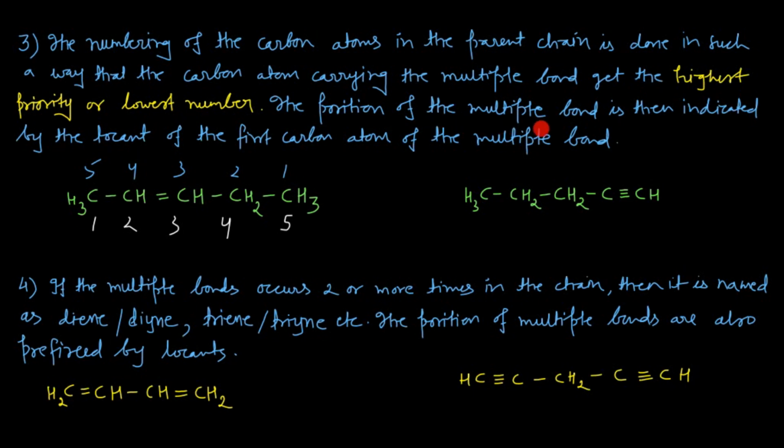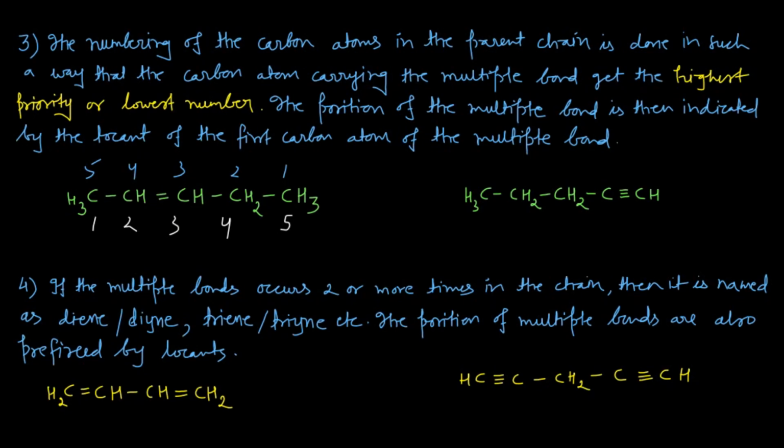The position of the multiple bond is then indicated by the locant, as I have shown you in the first example, right? And then the multiple bond is indicated by the locant of the first carbon atom of the multiple bond, right? So as you can see here, if I follow this numbering pattern which starts from the left hand side and goes to the right hand side, then I have my double bond at position number 2 and 3, right? Position number 2 and 3.